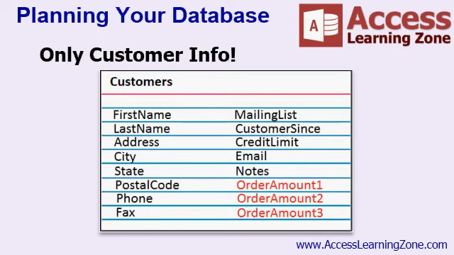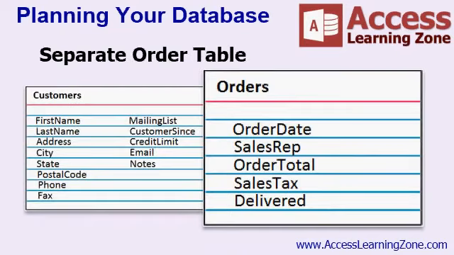As a general rule of thumb, if the customer has more than one of some type of thing, put it in a different table. Here that thing is an order. He could have 1 order, he could have 0 orders, he could have 500 orders, hopefully, right? So you want to put order information in a separate table. The order date, the sales rep, the order total, sales tax collected, and whether or not the order's been delivered. And of course, this is just a sample list of fields. You may need many more. This way you can have an unlimited number of orders per customer.